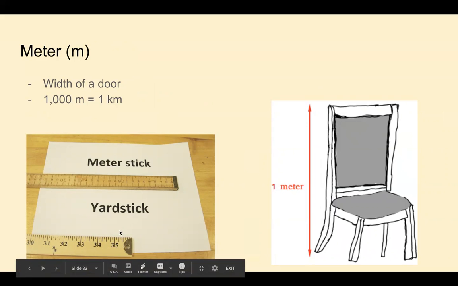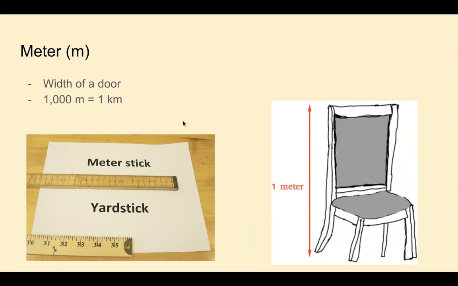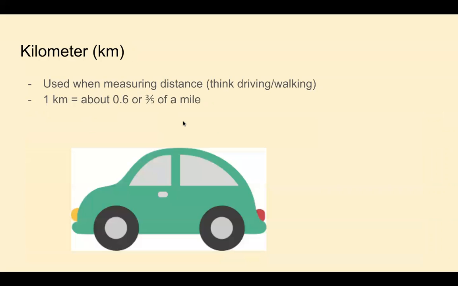Last year, you guys learned about yards. A meter stick is only a little bit longer than a yardstick. And there's 1,000 meters in 1 kilometer. A kilometer is used when we are measuring distance. So think driving and walking somewhere. And in terms of miles, 1 kilometer is about 3/5 of a mile or 0.6 of a mile.